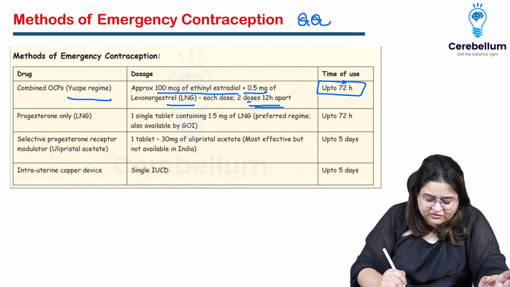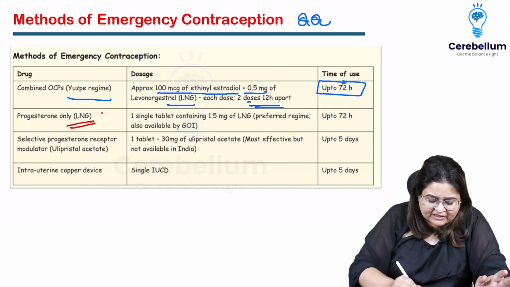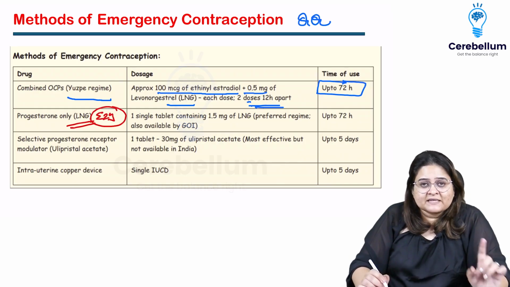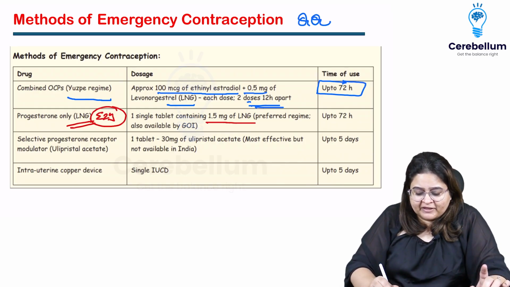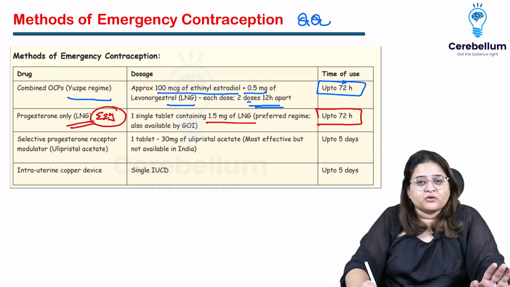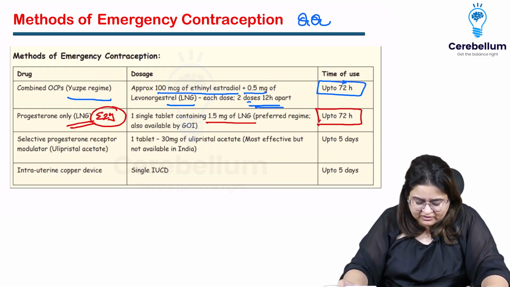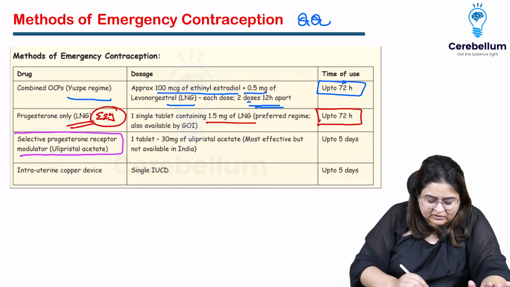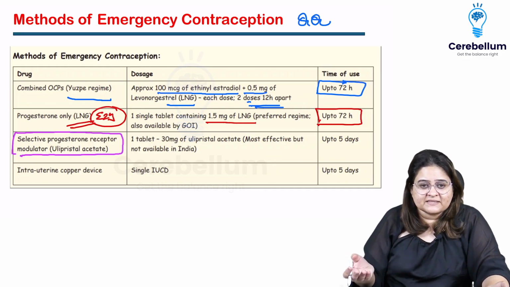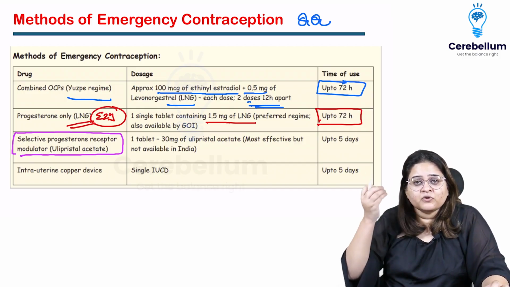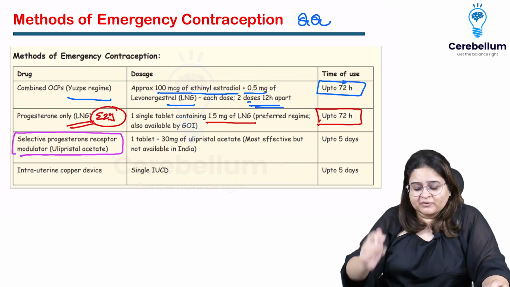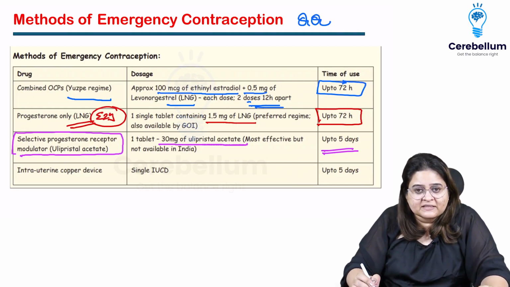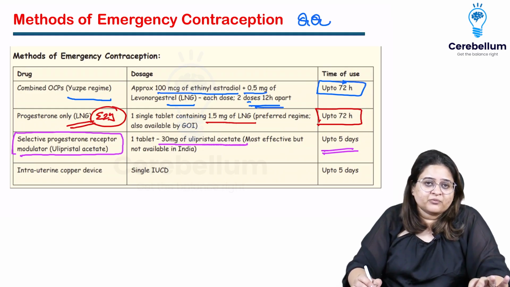What is available in our country now by the Government of India, however, is LNG, that is the Easy Pill. One single tablet containing 1.5 milligram of LNG up to 72 hours of unprotected coitus is the preferred regime in India. However, if you ask the best one overall, not in India, it is ulipristal acetate, because this is more effective than LNG, and it can be used up to 5 days. A single 30 milligram tablet of ulipristal acetate can be given within 5 days of unprotected intercourse.